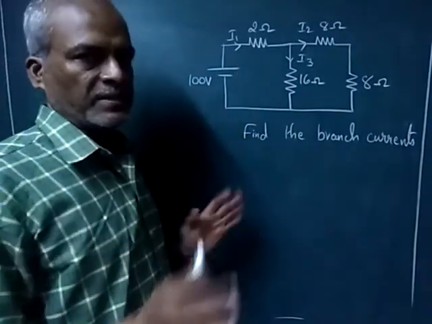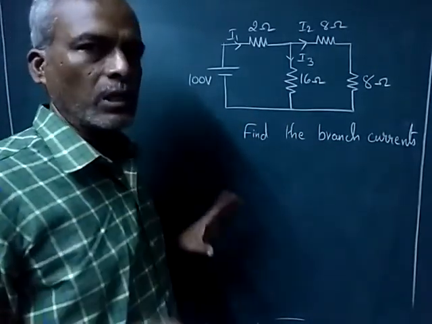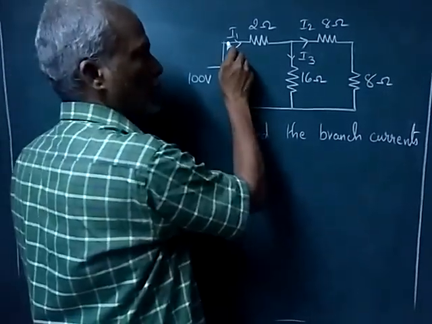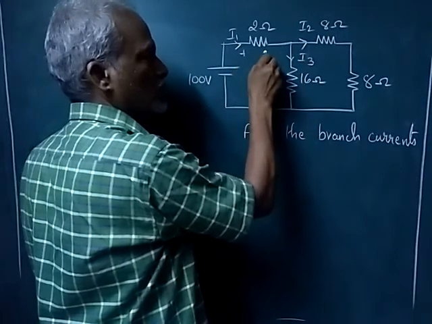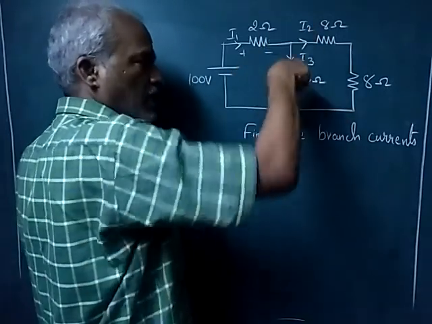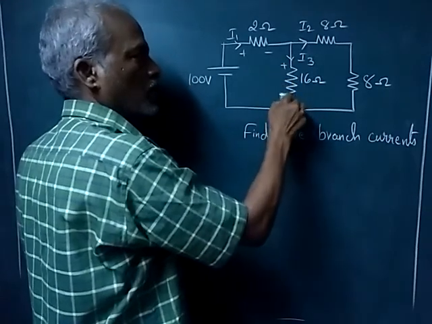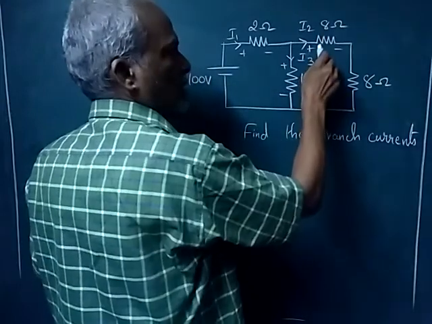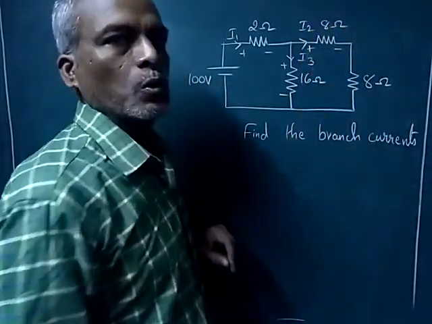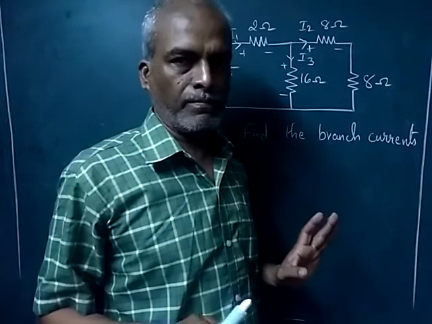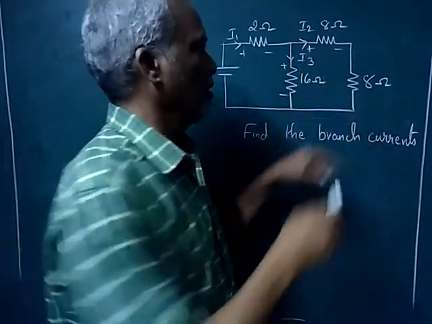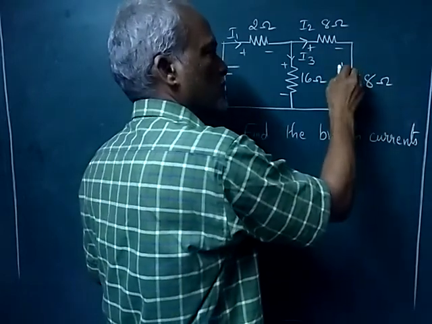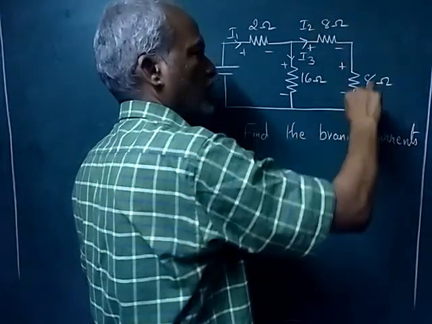Having fixed the current, now you fix the voltages. Now you fix the polarity. Since we assume current to flow in this direction, this is higher, this is lower. In this direction, this is higher, this is lower. In this direction, this is higher, this is lower. These two are in series, therefore current through both the resistances is the same. So I2 here, here also I2 only.